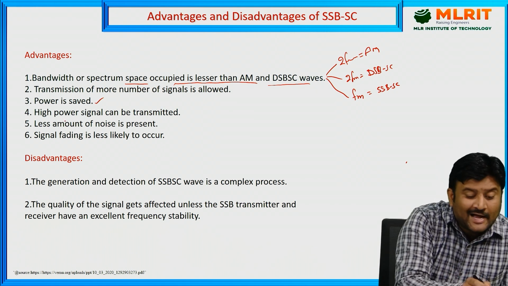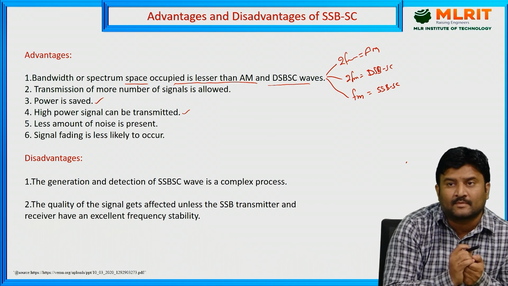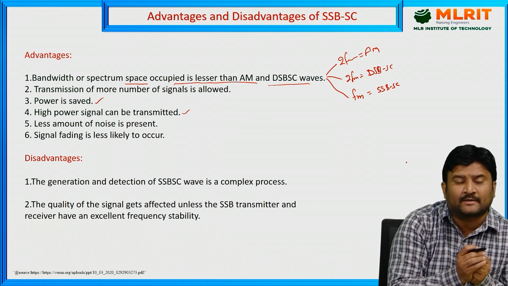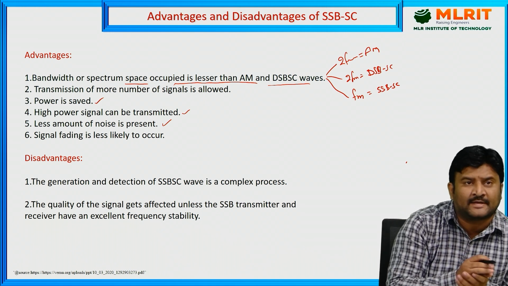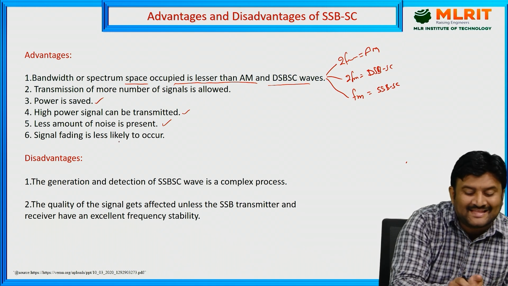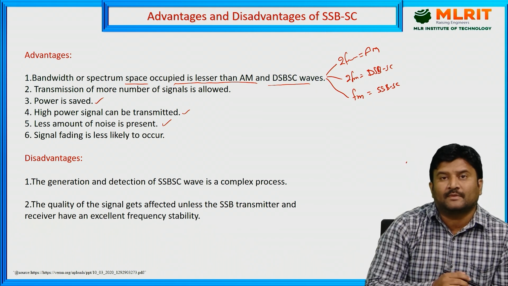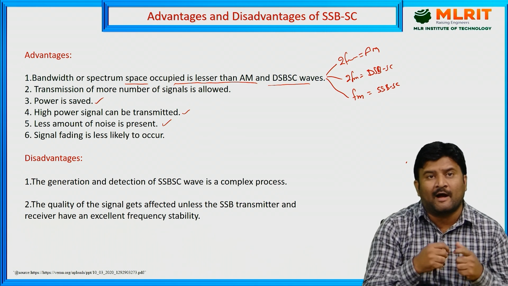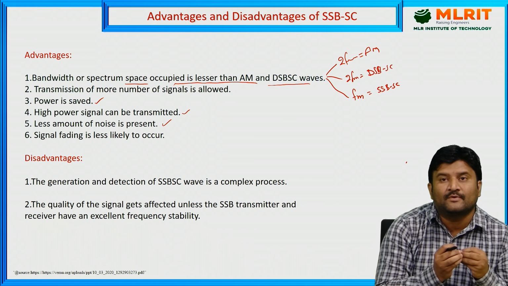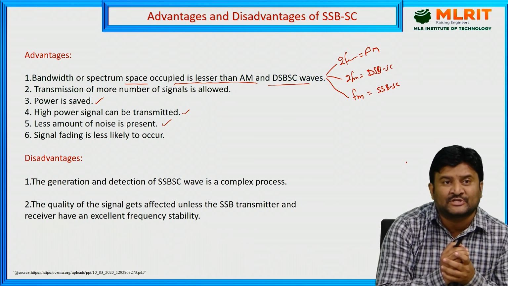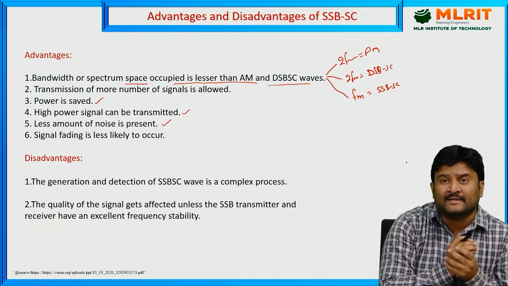And next one, high power signal can be transmitted. What is the meaning of high power? It means a high amount of signals can be transmitted and less amount of noise is present compared with AM and DSB-SC. And signal fading is less likely to occur. When you are passing this information through the cable or whatever, the fading effect, nothing but multiple attenuations at low frequencies, is less when you are using the single sideband suppressed carrier system. Those are the advantages of single sideband suppressed carrier compared with the other techniques.